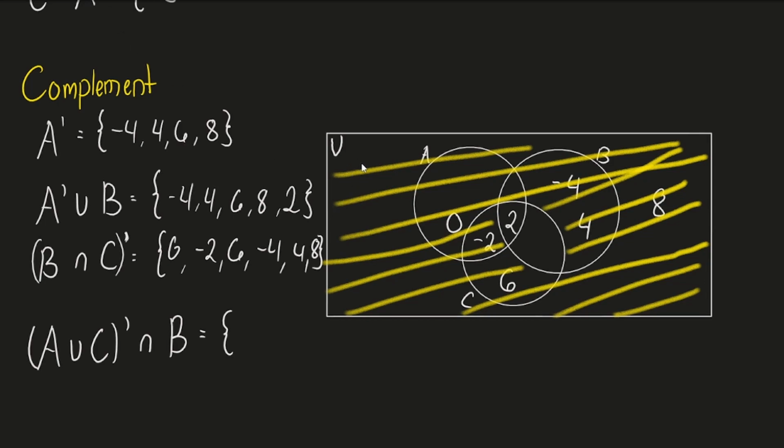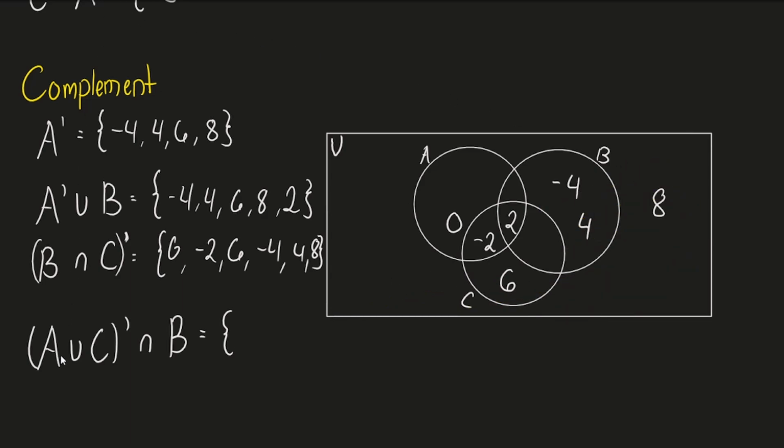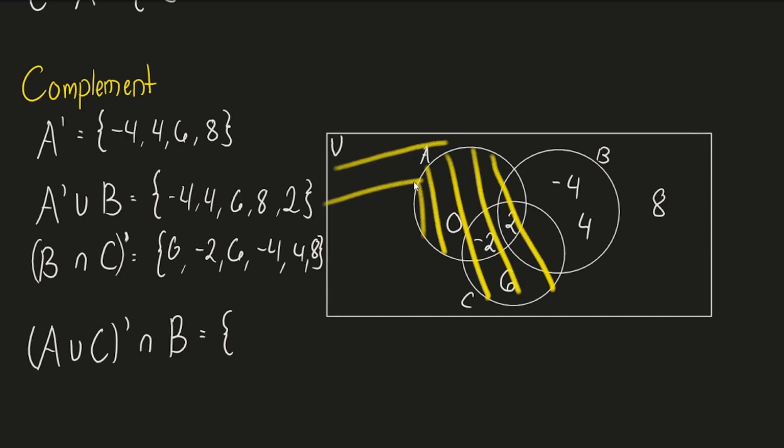And finally, we have this one. Usually these are the curveballs in tests. Let's just go by it one by one. So let's start with this one first. What is the union of A and C? So it is all of this. The complement of that is everything outside. Everything outside. So I'm just going to do this.